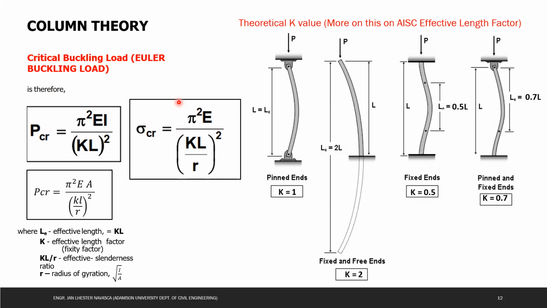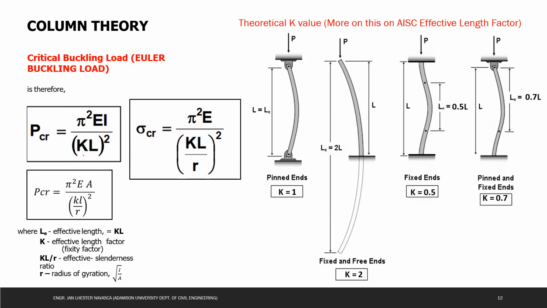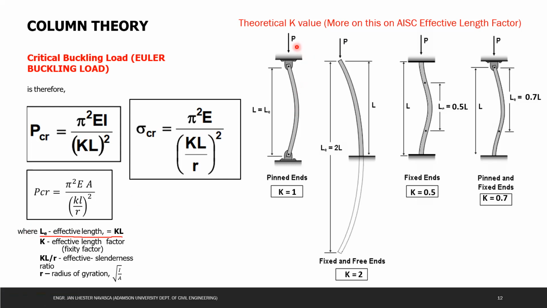Okay, Le is our effective length. So if you go back to the previous slides, this is only L. However, that L is the effective length. So that is KL. So what if we have different support conditions? So we have different values of K, or the effective length factor, or we call it the fixity factor.